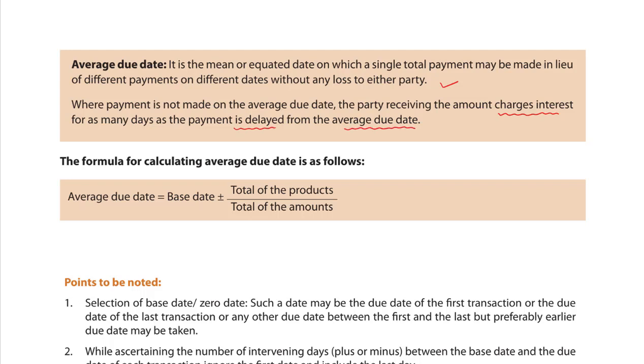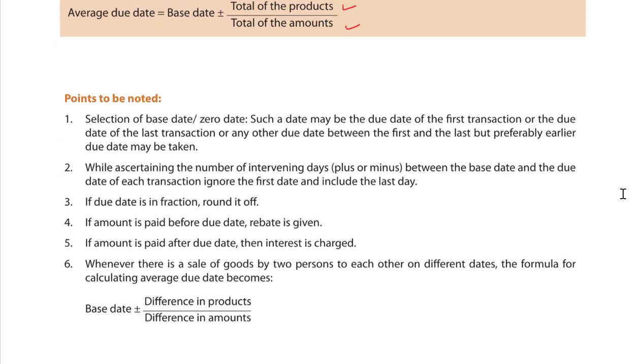The formula for calculating average due date is as follows: average due date equals base date plus total of the product divided by total of amount column. Product means amount times days. We'll learn about it when we do the sums.